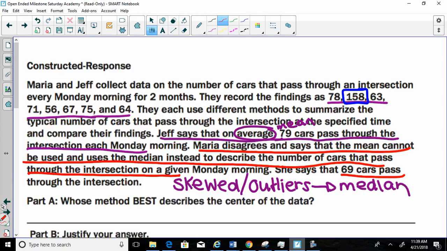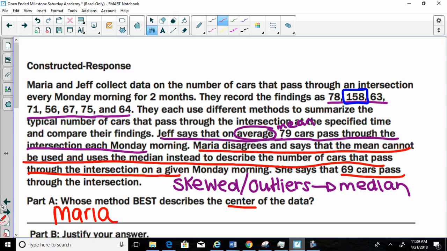So they're saying which one describes the middle more? But even look at it. 79 is literally in the middle of the highest two numbers, right? That would not represent the middle of your data because there's an outlier. So whose method best describes the center? Maria, because she uses the what? Median. Yes.